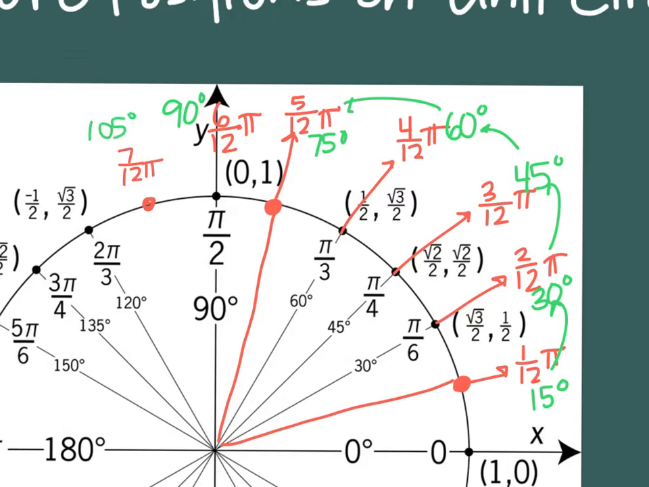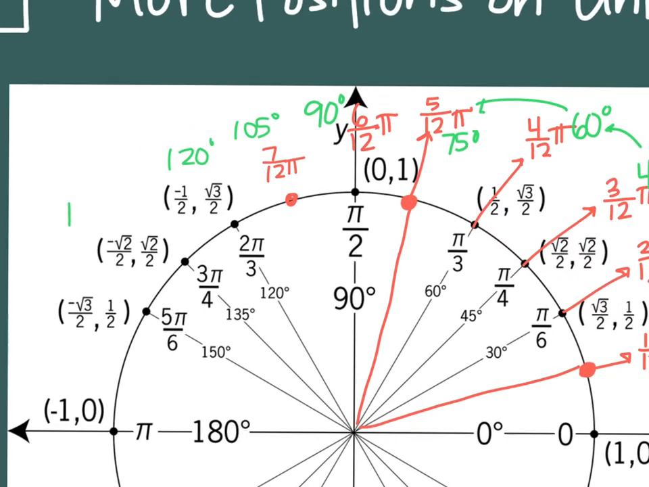And then we add another 15, there's 120 degrees. And then 135. We're adding 15 every time. 150. Well, and that's going to give me this last new one right here, which in degrees would be 165, but what would that be in twelfths? Well, that's going to be 11 twelfths.